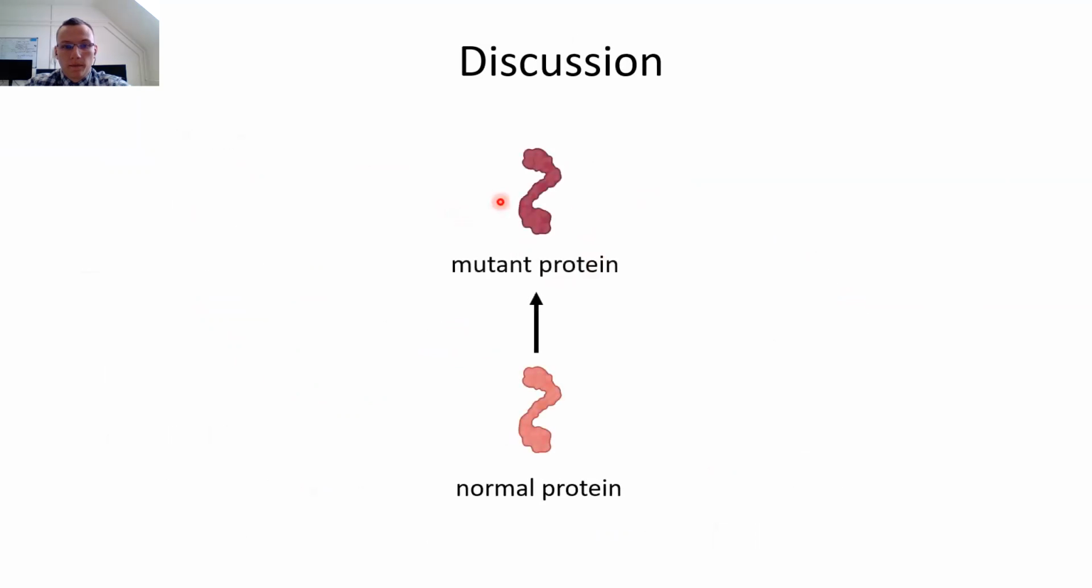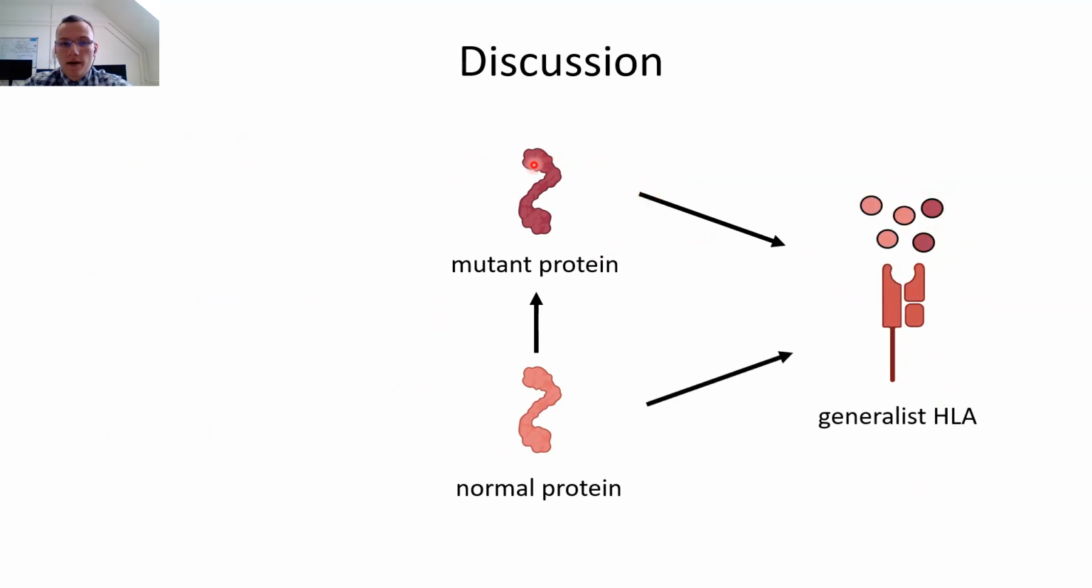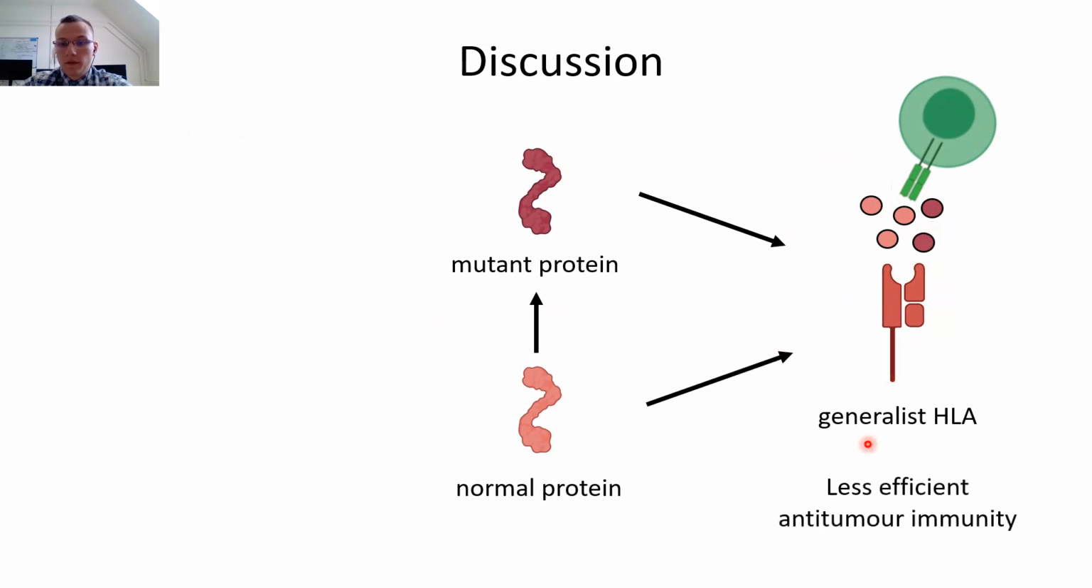Mutant proteins develop from our normal proteins, and in many cases, there is just a small difference between them. In the case of generalist HLA molecules, because they bind many different peptides, they can bind the mutant and the normal proteins too. Therefore, our immune system may not recognize the slight changes between the normal and the mutant proteins. Because of this, this will result in a less effective anti-tumor immunity.